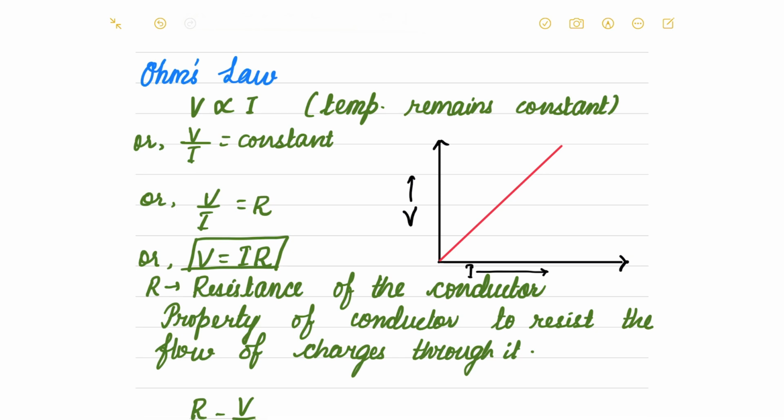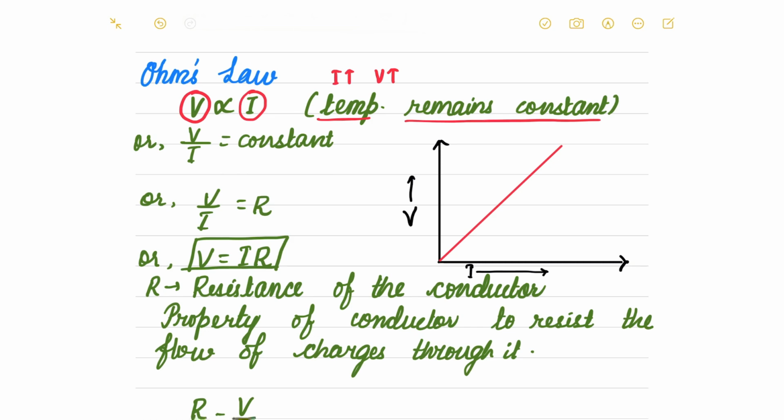So let us begin. In today's class, we are going to discuss Ohm's law. Ohm's law states that the potential difference V across the two ends of a conductor is directly proportional to the current flowing through it, provided that the temperature remains constant or the temperature doesn't change. So as per this law, if I increases, then V also increases in a conductor.